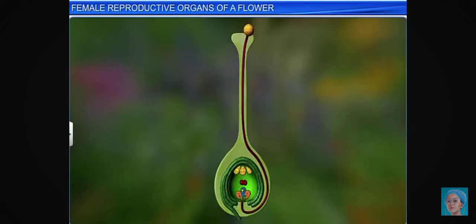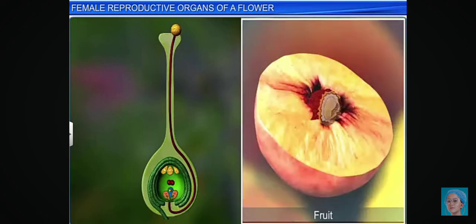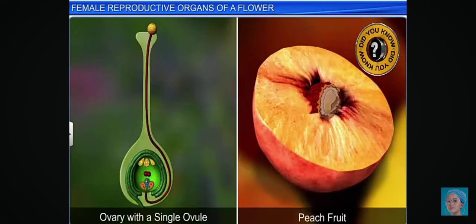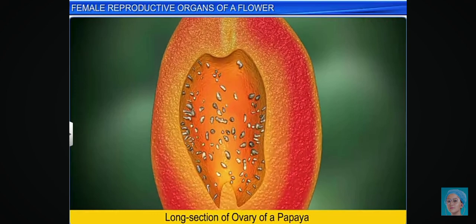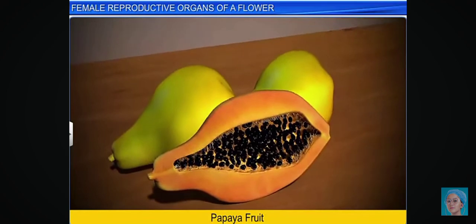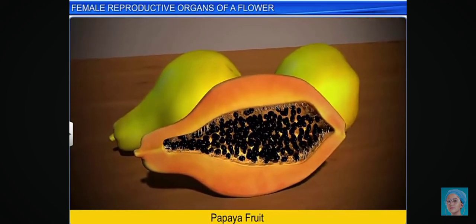Moreover, after fertilization, the ovules form seeds, while the ovary develops into a fruit. Did you know that different flowers of different plant species have a varying number of ovules in their ovaries? A peach, for instance, develops from an ovary containing a solitary ovule. A papaya, on the other hand, has several ovules in its ovary, and that's why you see numerous seeds in the fruit when it is split open.